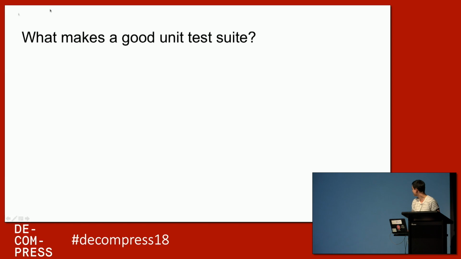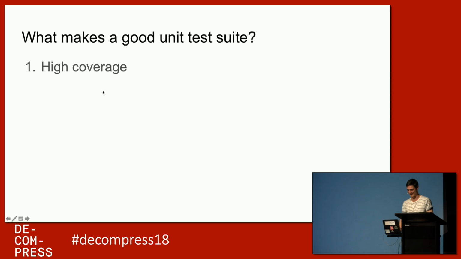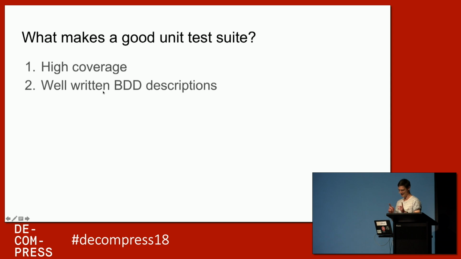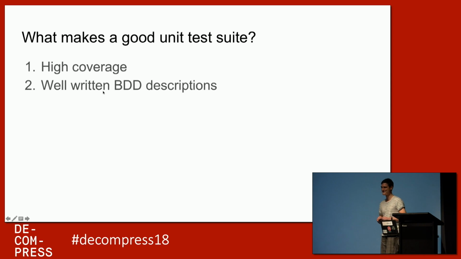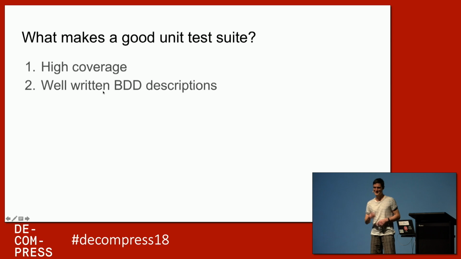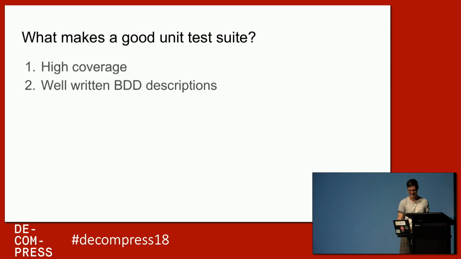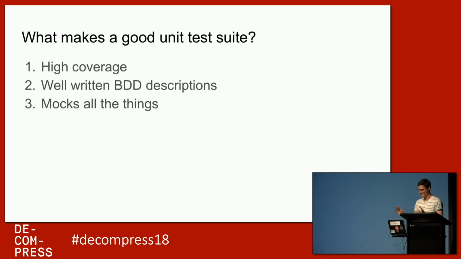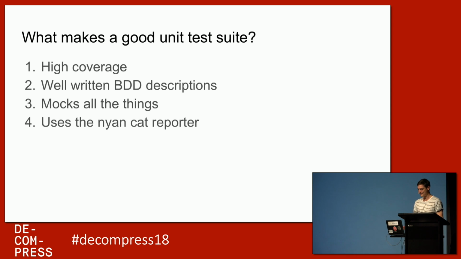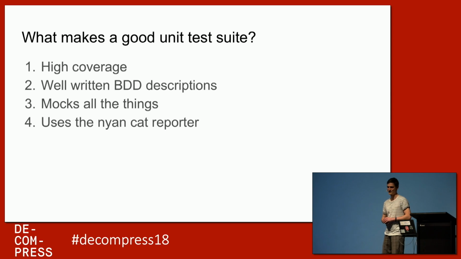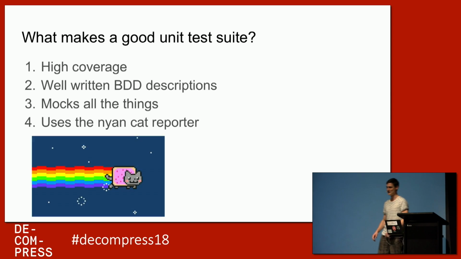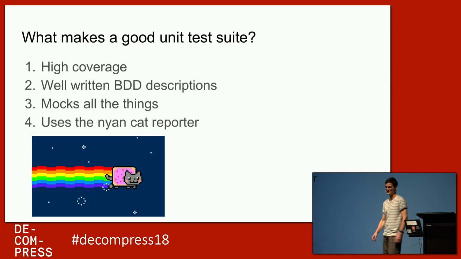I will, if I can get this to work. Okay, high coverage. That's what I used to think. And BDD descriptions, I'm a big fan of them. I always like in code review to pick people's BDD apart when they don't use given, when, then properly. And it should mock everything. And finally, it can be a bit boring sometimes watching tests run, so you should make sure that you use the Nyan Cat reporter. It makes it much more interesting.